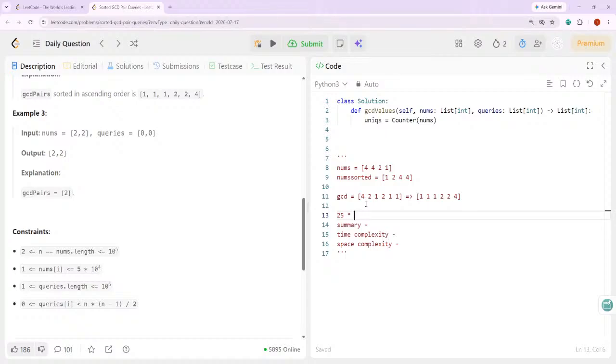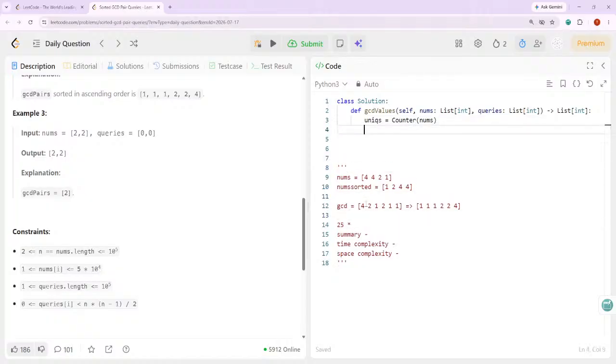GCD of sorted values. All right, I guess I should just try to see if the counter method maybe saves enough time for it. I assume this is still going to be too slow.